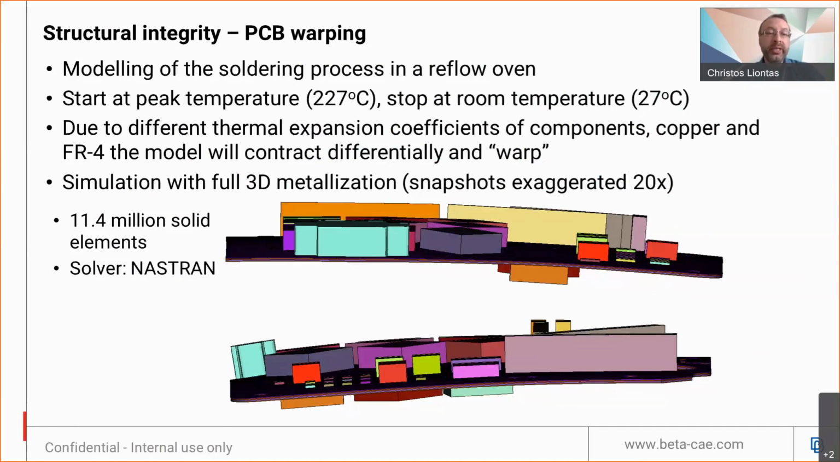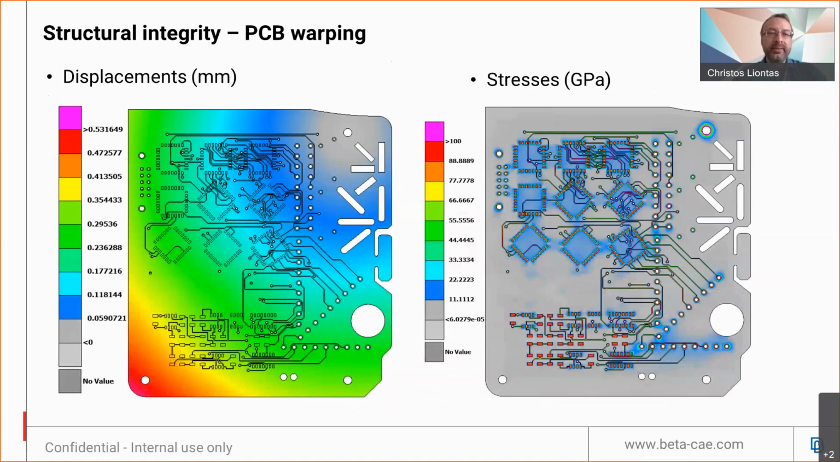And we have calculated the warping. In this picture, you can see how warped the PCB is at the final stage. We have exaggerated the deformation by 20 times, and we have solved this in Nastran. And in the next slide, you can see the actual displacements on the left in millimeters, and the stresses that are induced on the components because of this warping. This is important to know if your components will fail, maybe because of excessive warping.